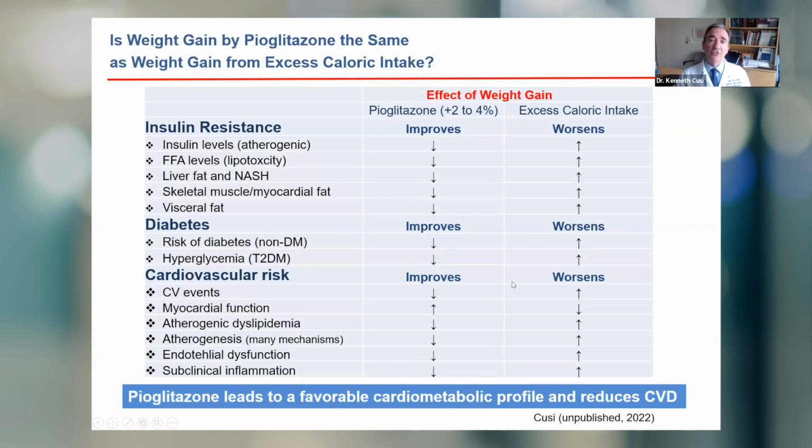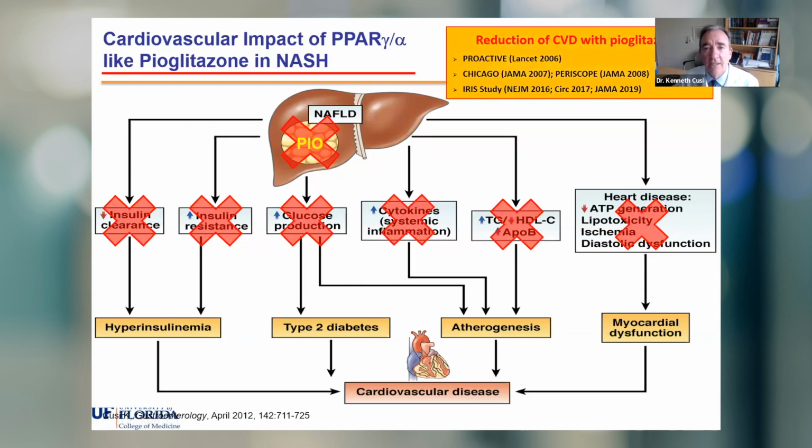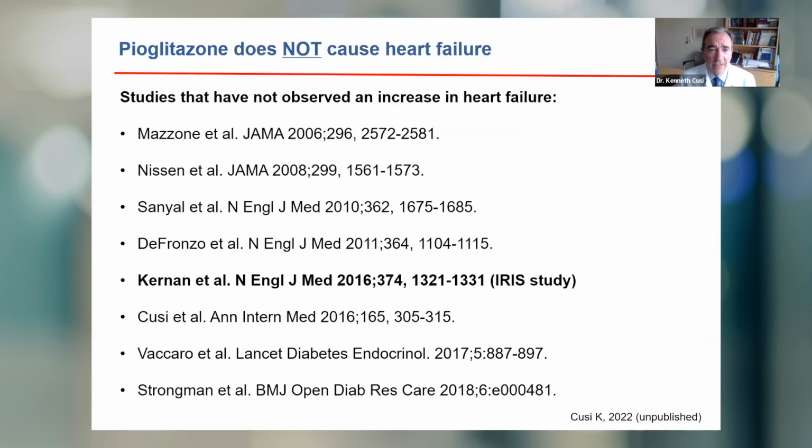So people say, oh, it causes weight gain. And I agree that's not what we want, but it improves everything that we talked about before: insulin resistance, sick fat, reduces visceral fat, decreases the chance of diabetes and of cardiovascular disease, in contrast to the opposite with weight gain from excess caloric intake. The other thing is that pioglitazone also reverses all the factors that promote cardiovascular disease. So keep that in mind. And those are the studies for you to look at later.